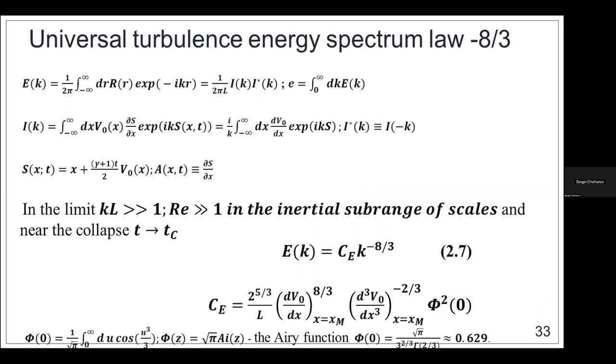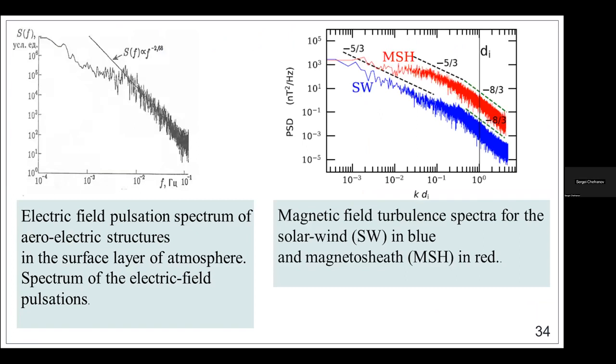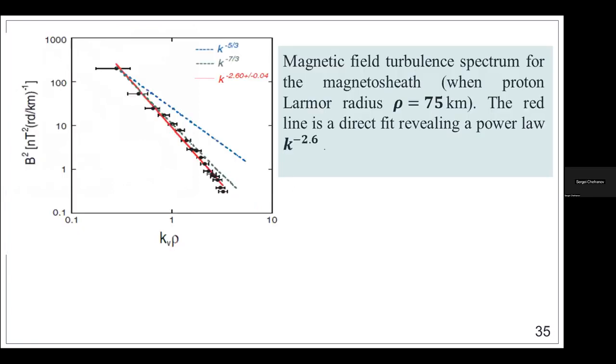Also, we obtained the universal turbulence spectrum in the initial interval, which is also observed in different physical systems. Here is the electric field pulsation spectrum of electric structures tied with vortical structures, for magnetic field turbulence, solar wind turbulence, and magnetic shear turbulence. Also, we see that the power law is realized, which we obtain as an exact solution of the one-dimensional equation.